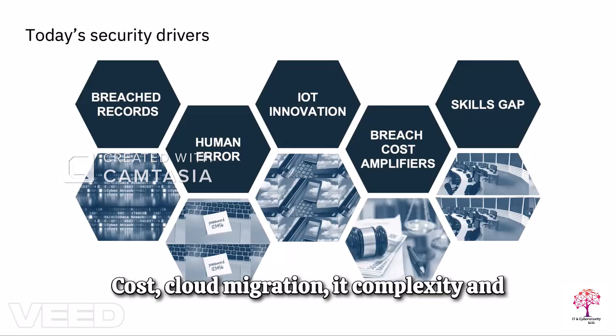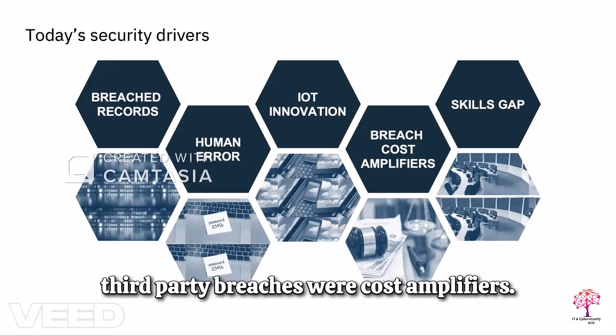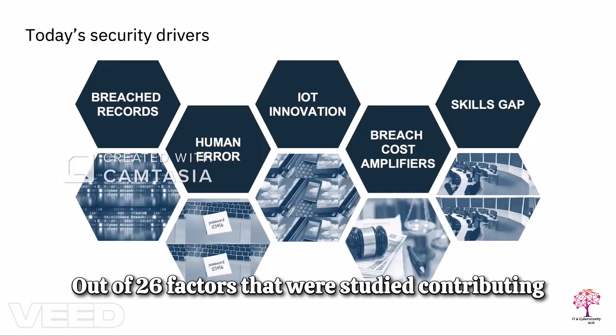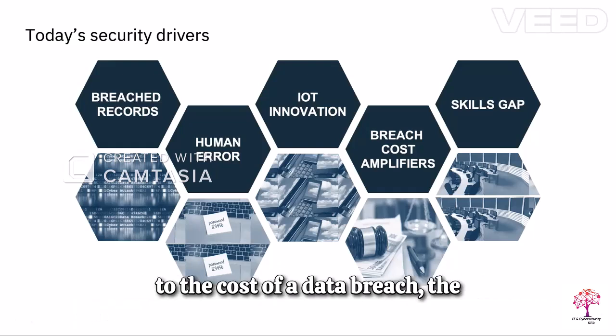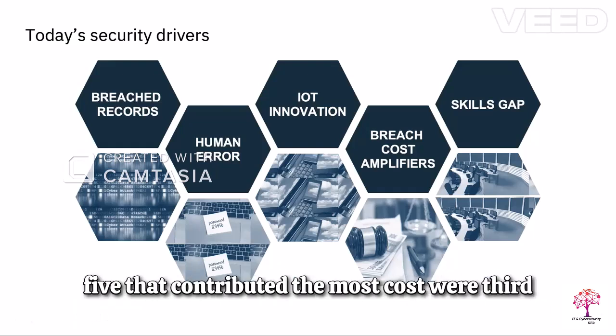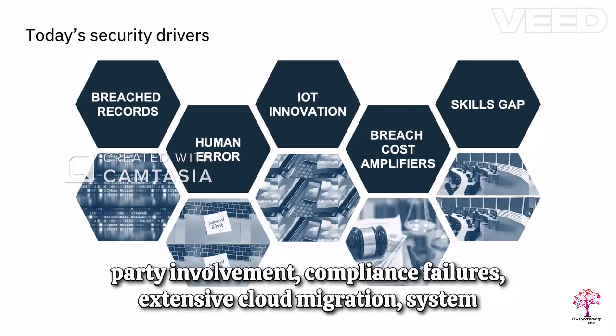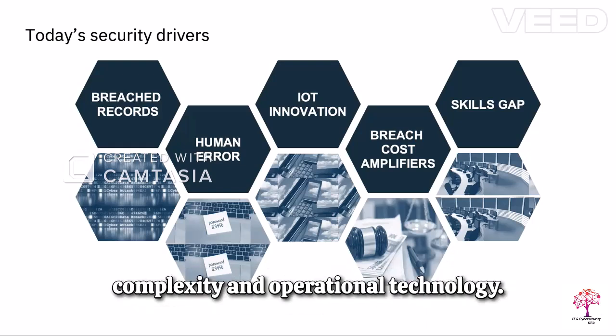Cost amplifiers. Cloud migration, IT complexity, and third-party breaches were cost amplifiers. Out of 26 factors that were studied contributing to the cost of a data breach, the 5 that contributed the most cost were third-party involvement, compliance failures, extensive cloud migration, system complexity, and operational technology.